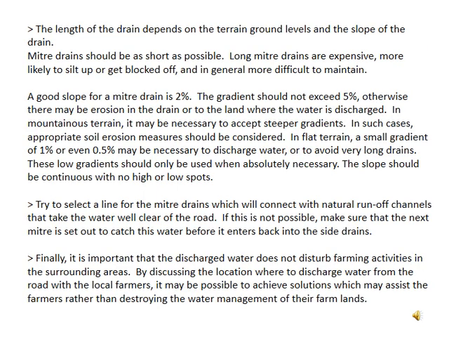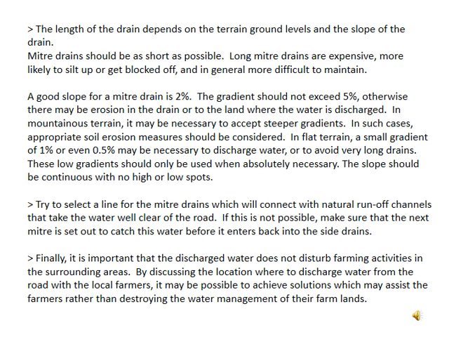The depth of the drain depends on the starting ground level and the slope of the drain. Miter drains should be as short as possible. Long miter drains are expensive and more likely to silt up, get blocked off, and be more difficult to maintain. So a good slope for the miter drain is 2%. The gradient should not exceed 5%. Otherwise, there may be erosion in the drain and on the land where the water is discharged.